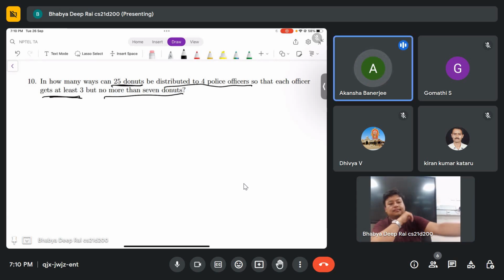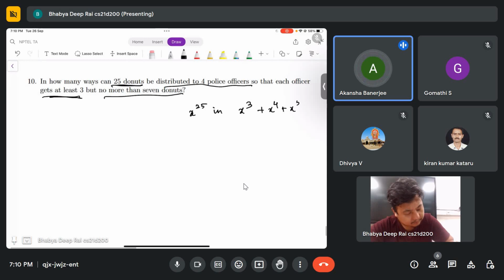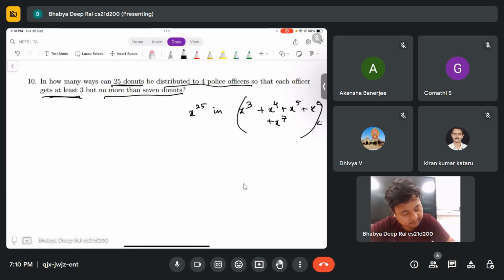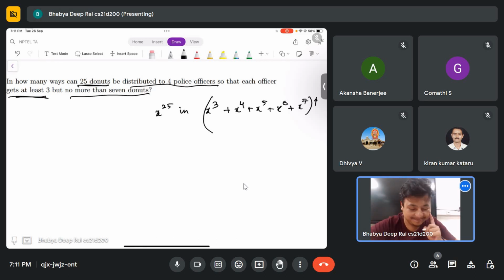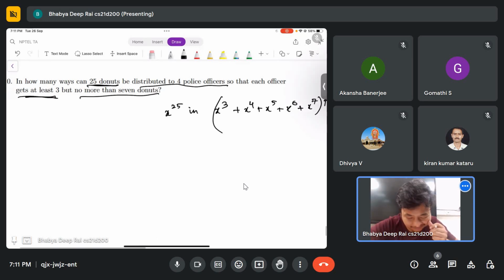Coefficient of x power 25 in x cube plus x4 plus x5 plus x power 6 plus x power 7, whole to the power 4. Yeah, good, that's correct.